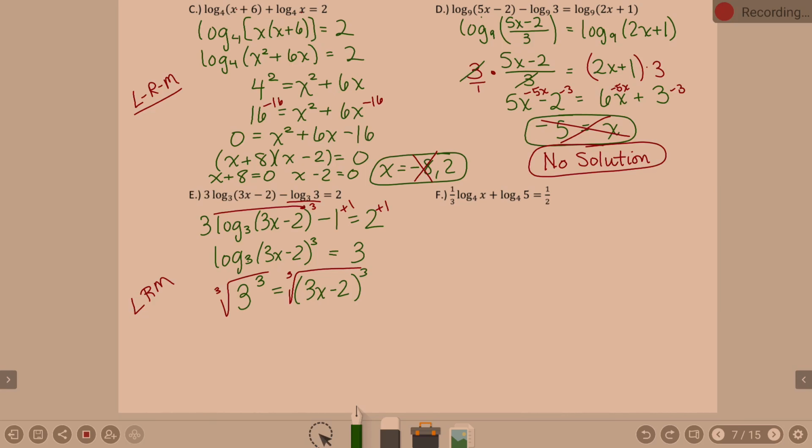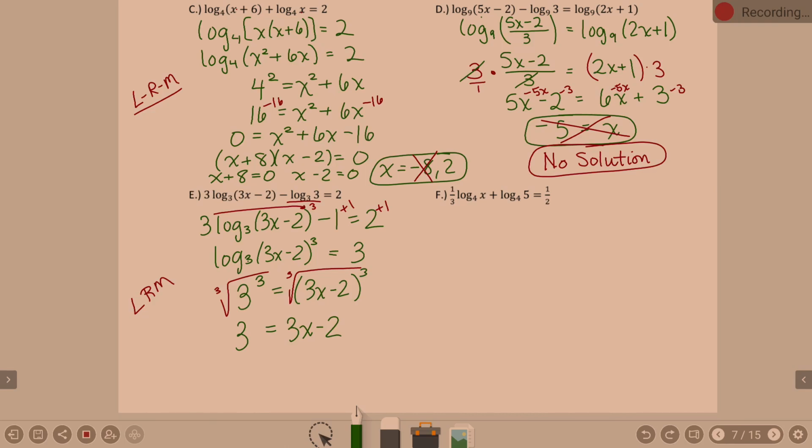What's the cube root of 3 cubed? 3. A cube root and a cube are going to cancel each other out, and you're going to get 3. Or 3 cubed is 27, but the cube root of 27 is 3. What's the cube root of 3x minus 2 cubed? 3x minus 2. I will be darned. This works out beautifully. 3x minus 2 equals 3.